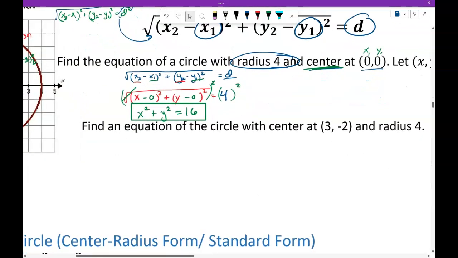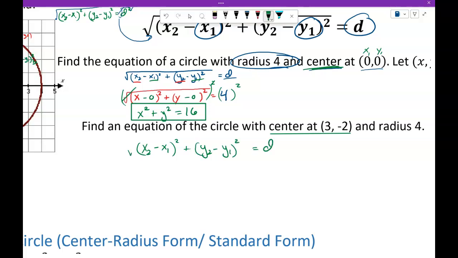Well, what if we move off of center, and center is now not the origin anymore? We still follow the same pattern. So again, we can start with our distance formula. Square root. And so again, our x2 and y2 just represent every single point on our circle. So we have x minus something squared, y minus something squared, all in the radical. And then our distance is our radius.